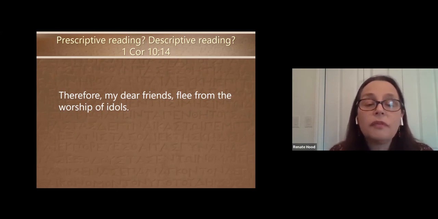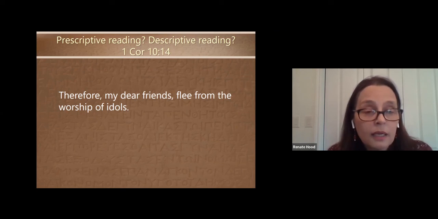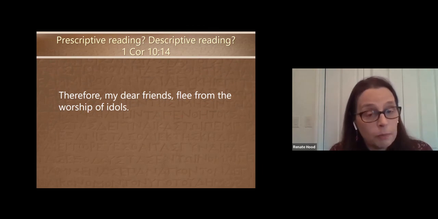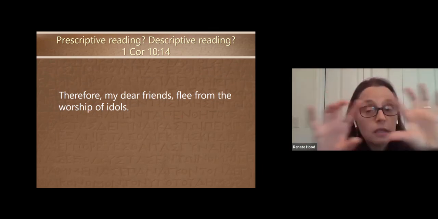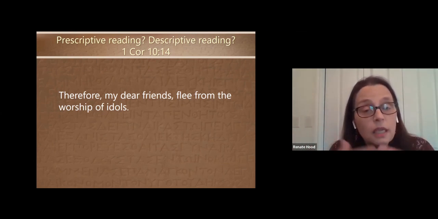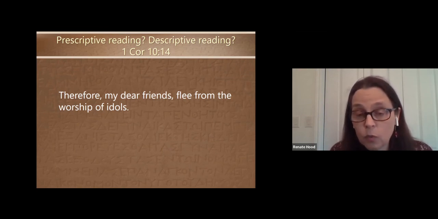"Therefore, my dear friends, flee from the worship of idols." This is in 1 Corinthians. So you can do this, right? Prescriptive, what would it look like? You literally flee from the worship of idols, like little idol gods. I've lived in areas where people have that. Here in the United States, we have people who have a special place in their house where they have idols represented, and they worship that. And so the word here is, don't do that. Apparently they did it in Corinth. And if you read it prescriptively, the word is, if you do that here, you should not do it. In fact, you should run from it.